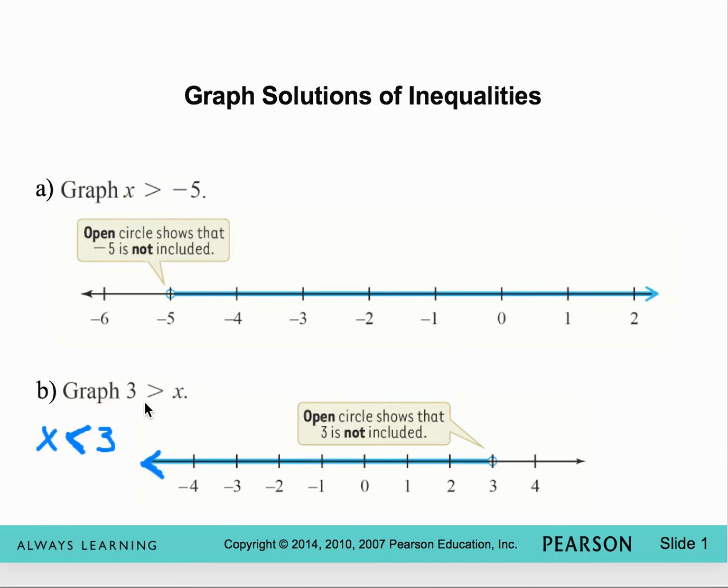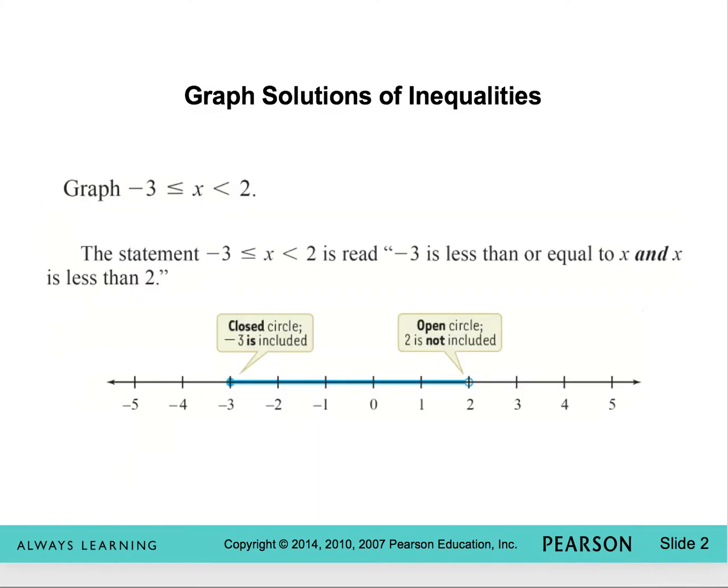Once again, if it's just a less than or a greater than, you use an open circle on the number. If it has an equal, you use a closed circle. We can also have the x in between two numbers, so you don't have an arrow at all. These will always point the little side to the left, big side to the right.